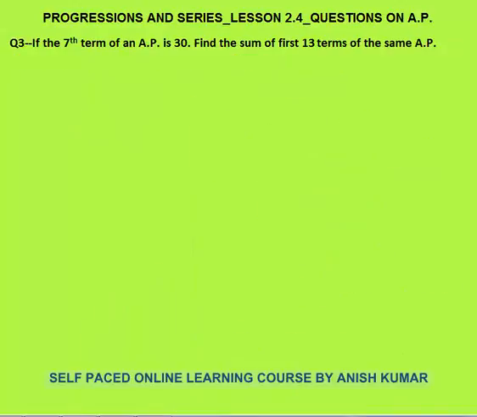Next question is question 3. The 7th term of an AP is 30. Find the sum of the first 13 terms. We know that the sum of the first 13 terms will be equal to the middle term into number of terms, because the middle term acts as an average. Now what will be the middle term when the number of terms is 13? Now you should be able to calculate in a faster manner.